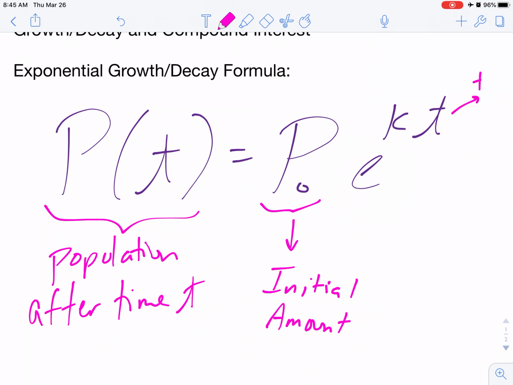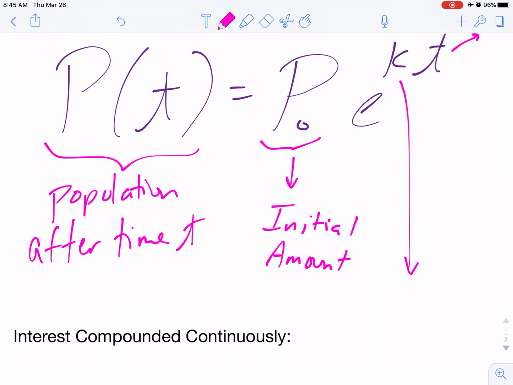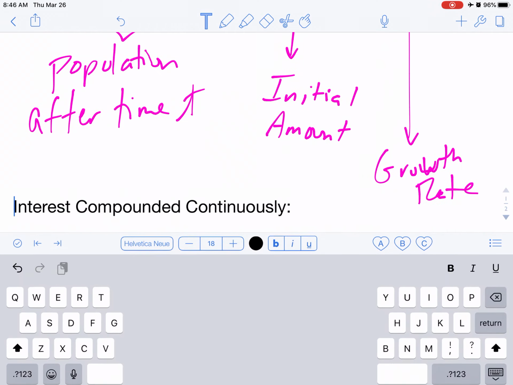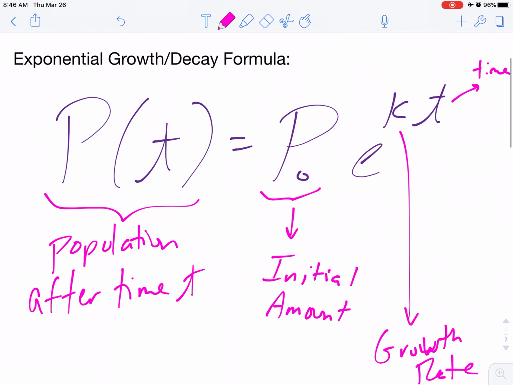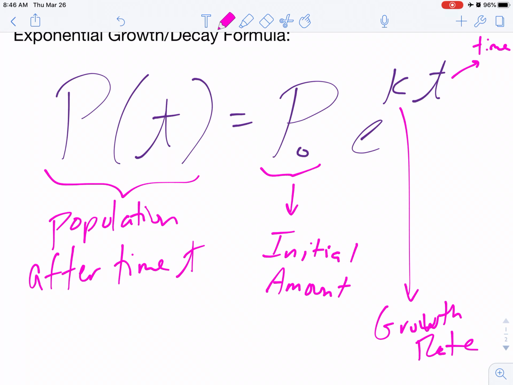T is time, obviously. Okay, now time can be in years or minutes or seconds or months or days or weeks. It does not have to be in years every time. Now K is called your growth rate, okay? So you could use R for that as well, if you wanted to. But usually the formulas use a K. So I think some of the problems in your book might use R, but K is called your growth rate.